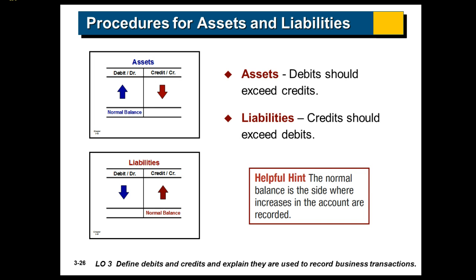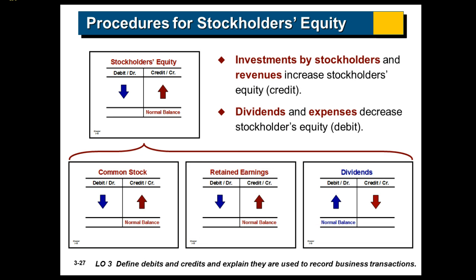Now, and this is the key, this is so important: assets have a normal debit balance. Debits will always exceed credits, but liabilities have a normal credit balance. That means the credit side of the equation will always be greater than the debit side of the equation. The credit side of a liability increases the account, and the debit side of a liability would decrease the account. The same is true with stockholders' equity.